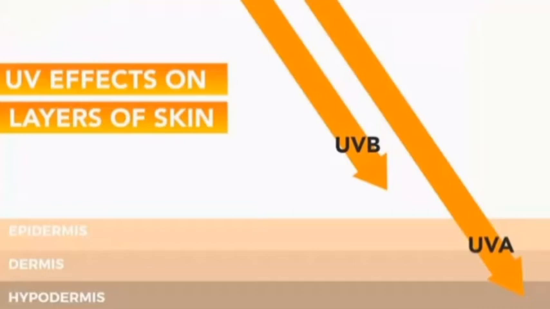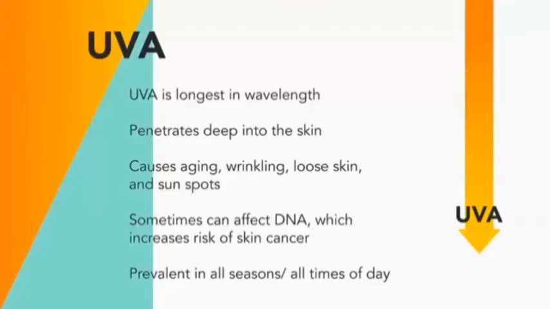Children, however, we should be cautious about the UVA and UVB rays. The UVA rays penetrate deep into the dermis, which is the skin's thickest layer. Children, unprotected and prolonged exposure to these UVA rays leads to premature aging, wrinkling, loose skin and sunspots. Sometimes it can affect the DNA, which increases the risk of skin cancer. They are prevalent in all seasons and all times of the day. You must be very careful about these rays, children.